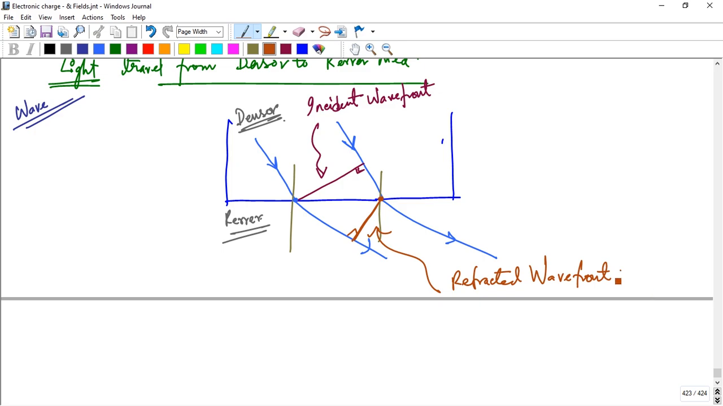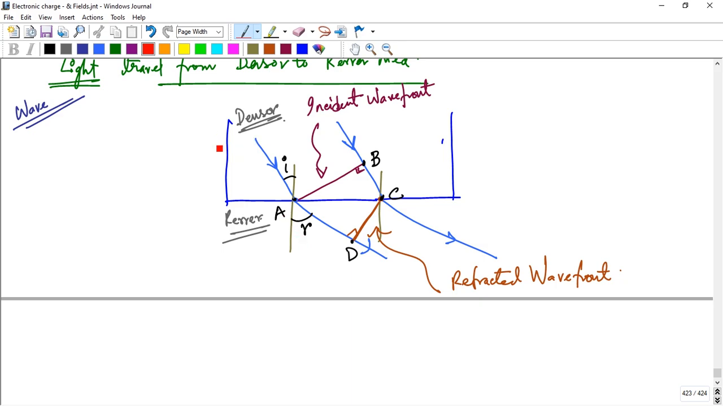So now see this angle I, the incident angle, and there is a refracted angle R. Here we name the points, suppose A, B, C and D.